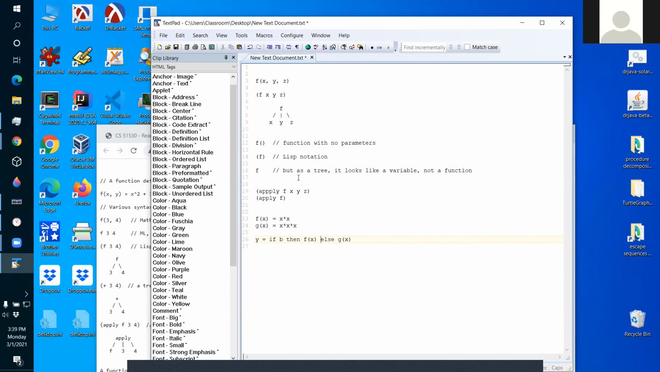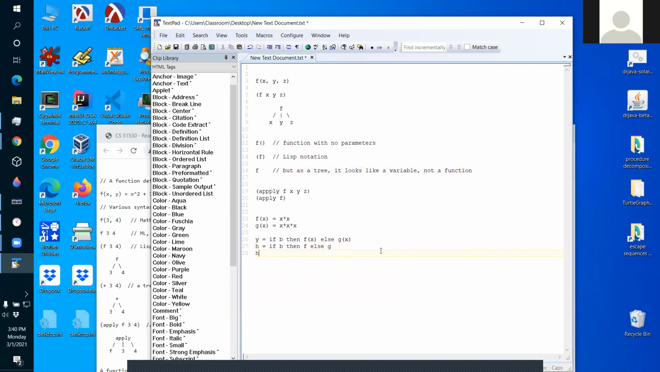I want a Boolean, and if the Boolean is true, I want to call f. If the Boolean is false, I want to call g. Now, this can be rewritten in a really elegant way if I think about it this way. Instead of saying y is the result of calling f or the result of calling g, let me write this. H equals if b, then f else g. Now notice h is not the result of calling the function, it is the function.